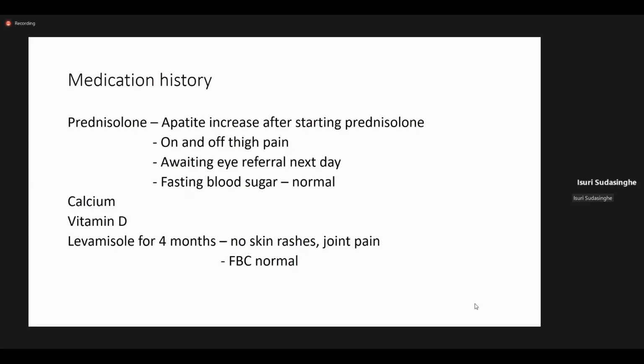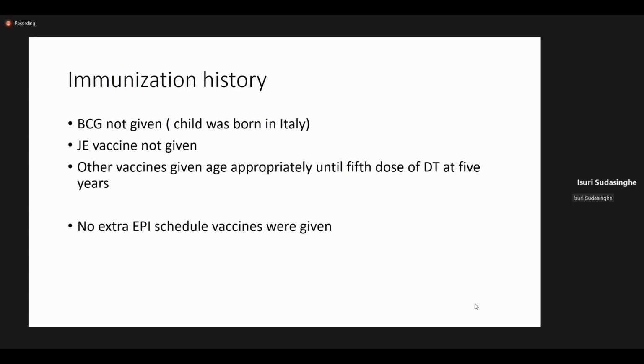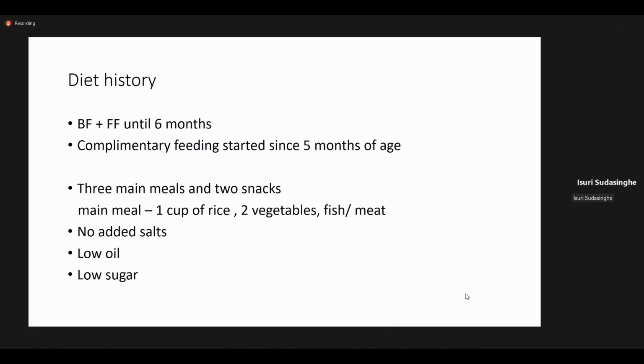And full blood count, mother did not specifically know, but not known to be said any abnormality in the full blood count. BCG was not given actually because this baby was born in Italy, and at an early age they have migrated back to Sri Lanka. JE was also not given. But other than that, all the other vaccines were age appropriately given until the 5th dose of DT at 5 years of age, and no extra EPI scheduled vaccines were given.